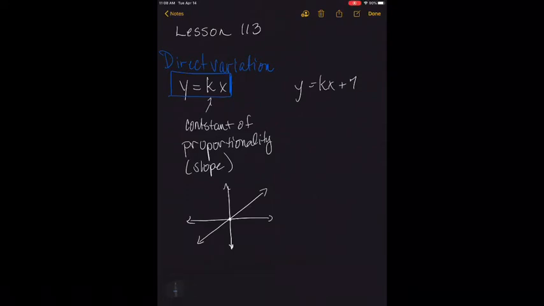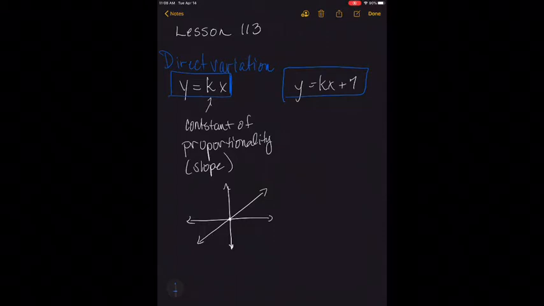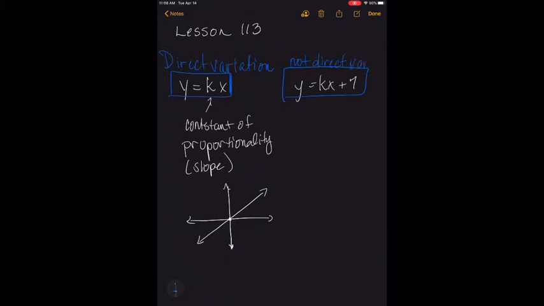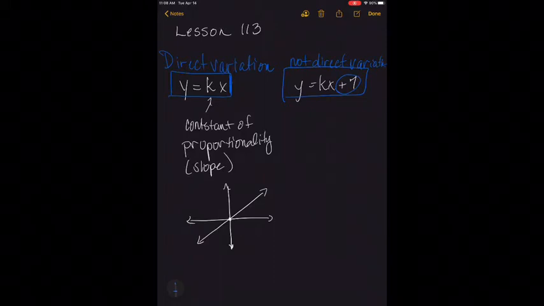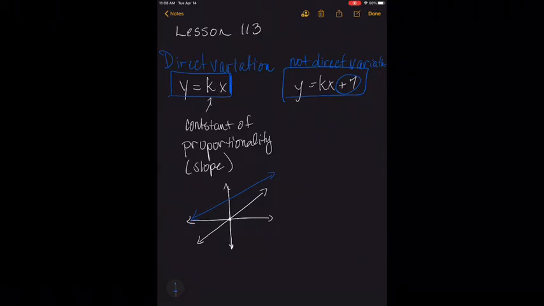So something to your right, like this, is not direct variation because it will not go through the origin, because it has a y-intercept of 7. So that line is going to be something like this, possibly. It is not going through the origin.